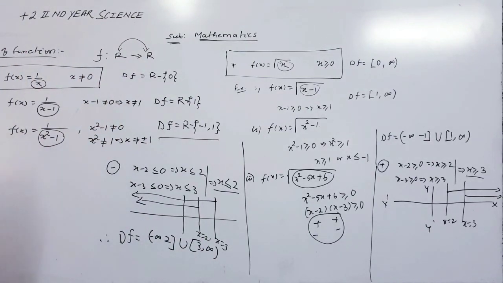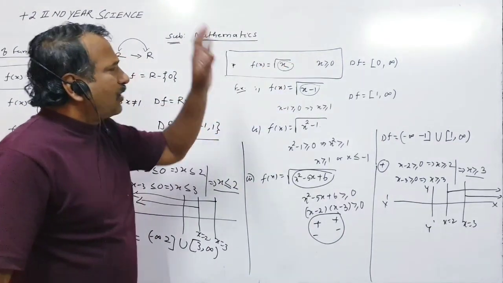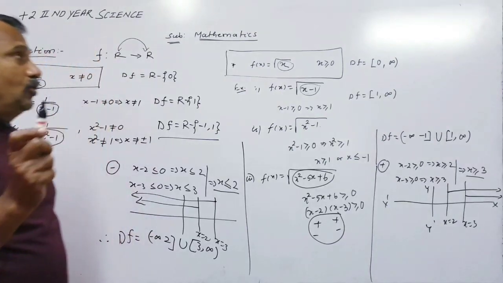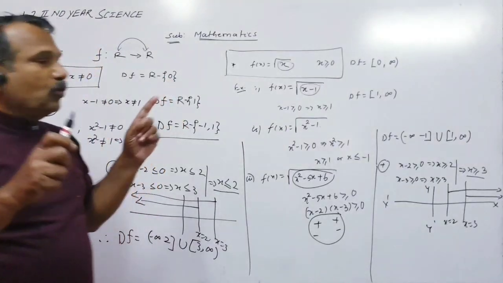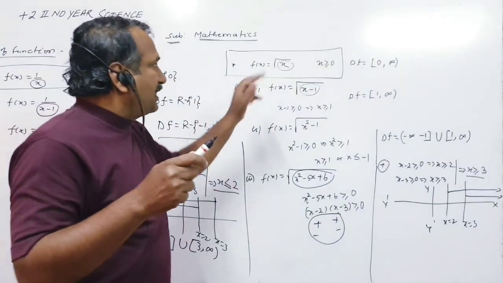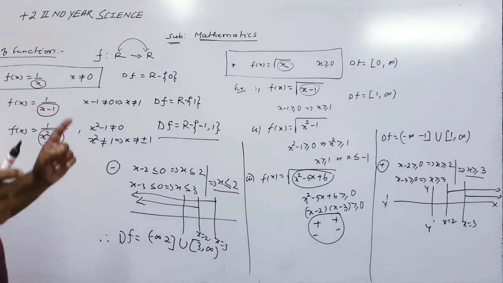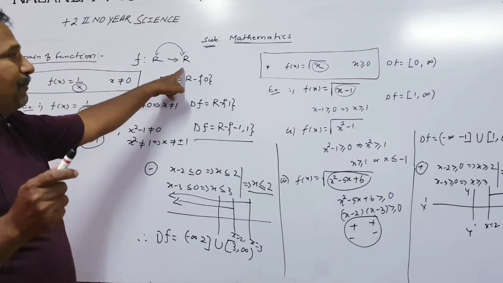Okay, understand the point? So the logic is, whatever the value under the root, this must be greater than or equal to 0. If it is less than 0 and negative, root of −2 equals how much? Root of −2 is root 2 i, imaginary. But here the function is defined from real numbers to real numbers.